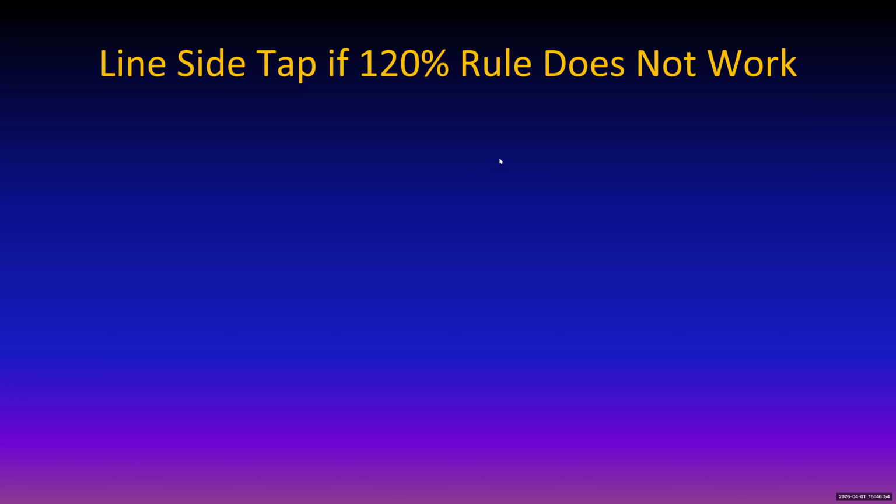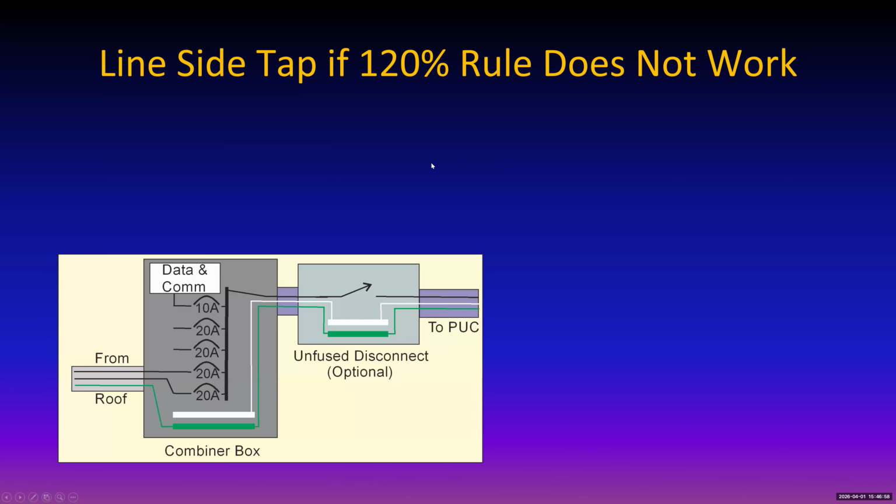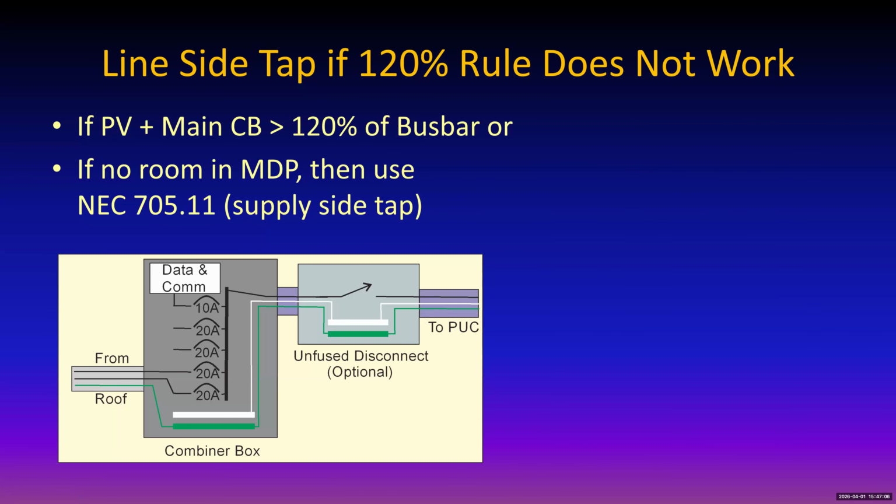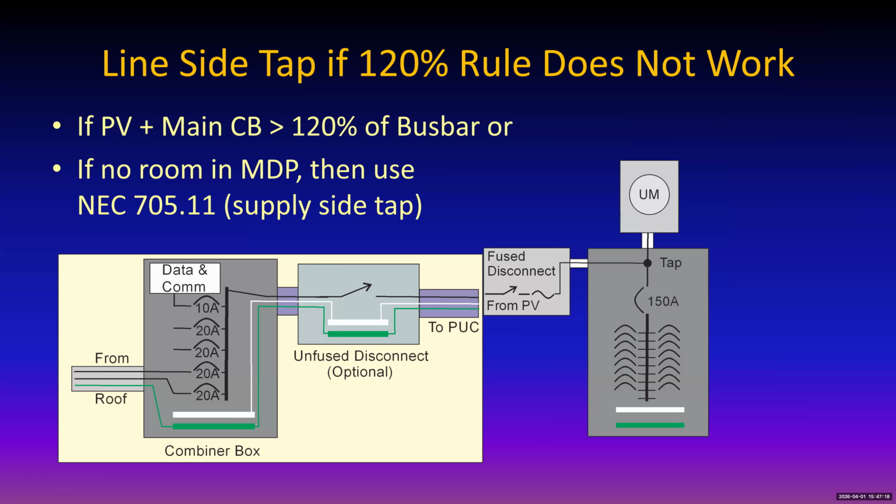If the 120% rule doesn't work, there's a couple other possibilities. So let's assume that's not the case. If it's more than 100% of that, or there's possibility that there's no room for that extra circuit breaker, then we can use a thing called a supply side tap, which is in NEC 705.11. You see what's happening here.